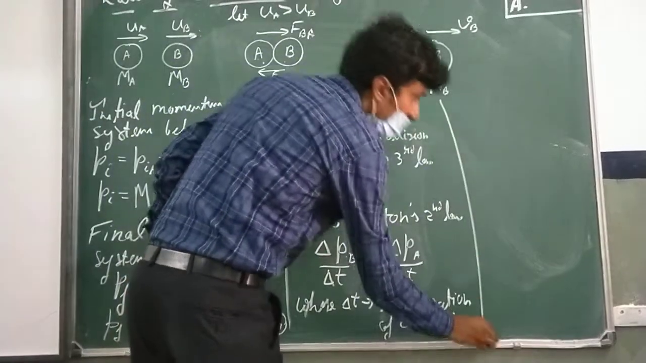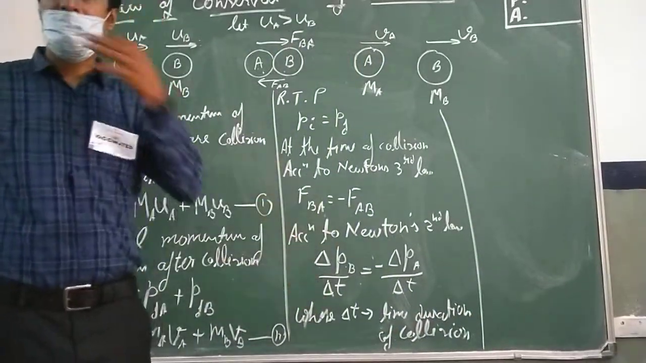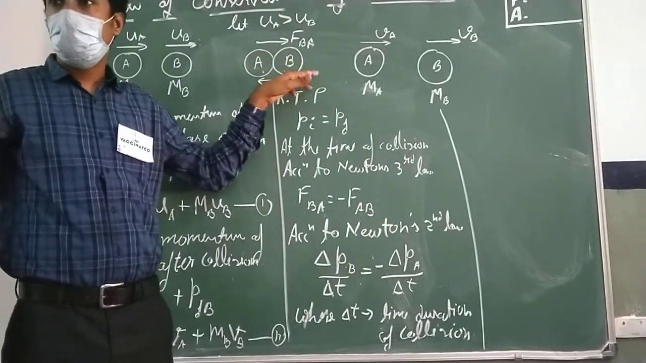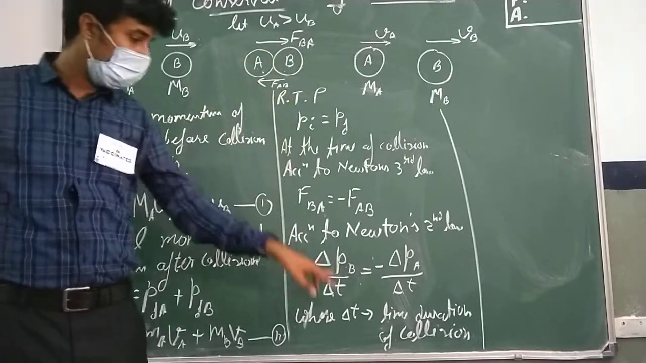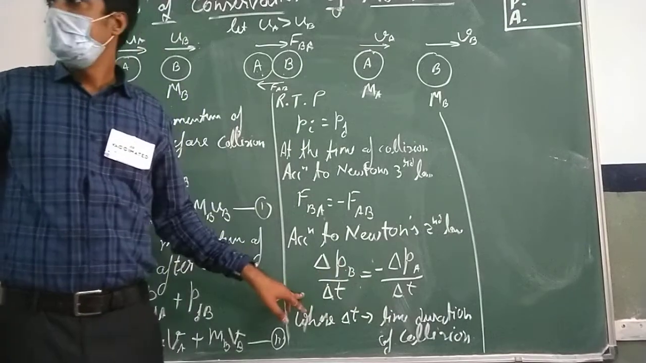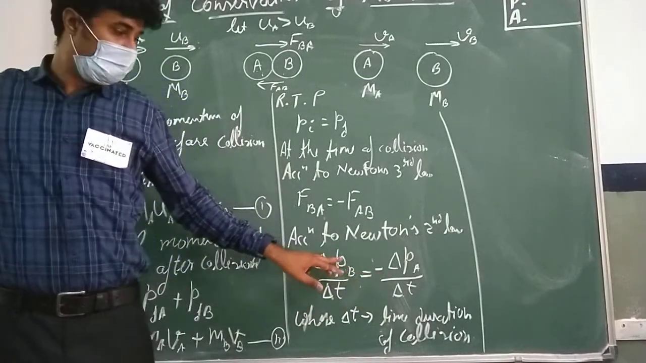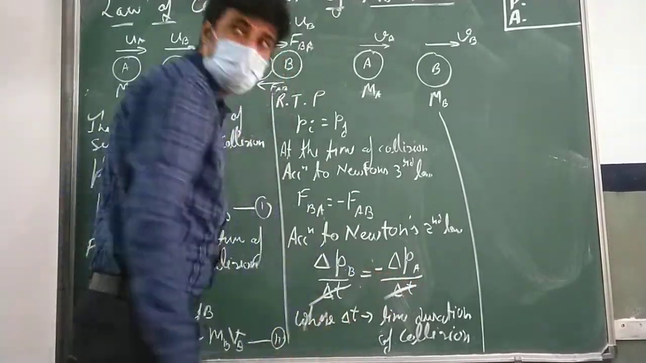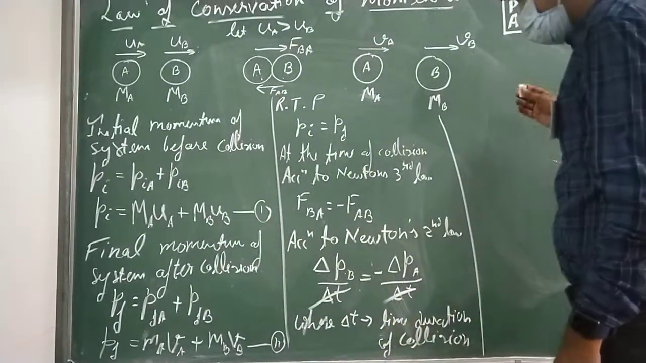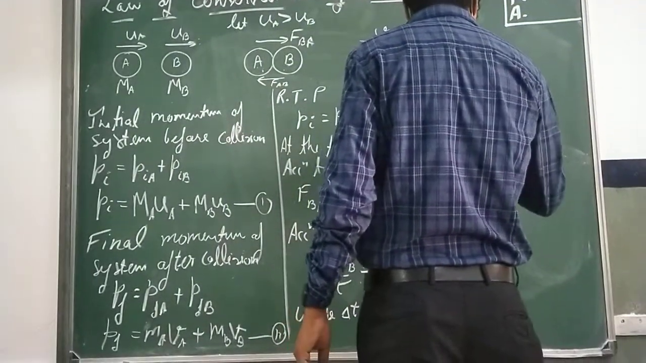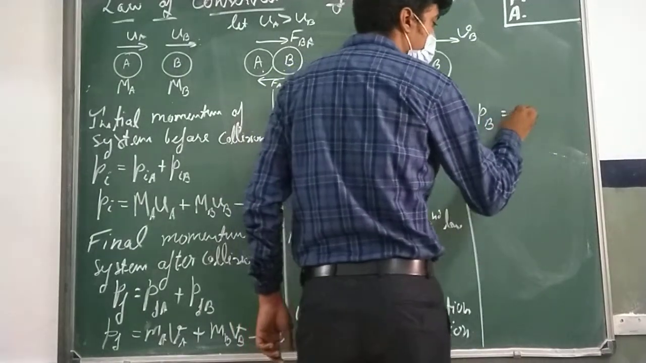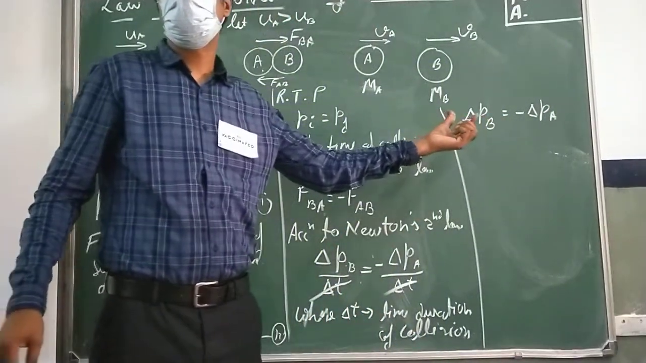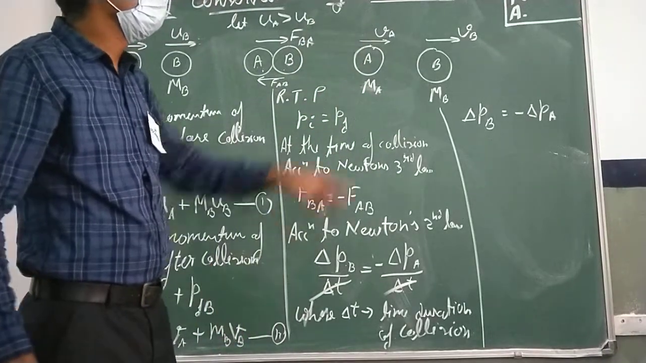So, as you can see, on both sides in the denominator there is delta T and delta T. As A applies the force on B, for the same time B applies the force on A. So in both cases delta T is the same. Just cut it down. Yes or no? So from here we are getting delta PB is equal to minus of delta PA. Delta PB means change in momentum of B.